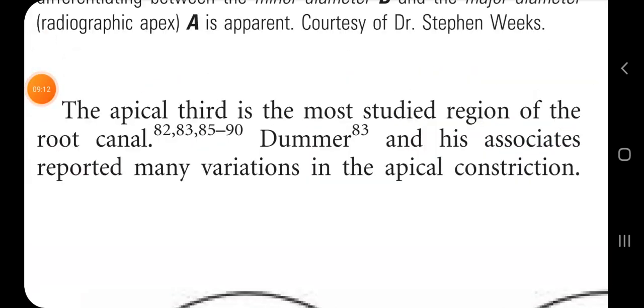The apical third is the most studied region of the root canal. Dummer and his associates reported many variations in the apical constriction. Usually the apical constriction is the narrowest diameter of the apical third of the root canal. It usually lies 0.5 to 1 mm short of the actual foramen.